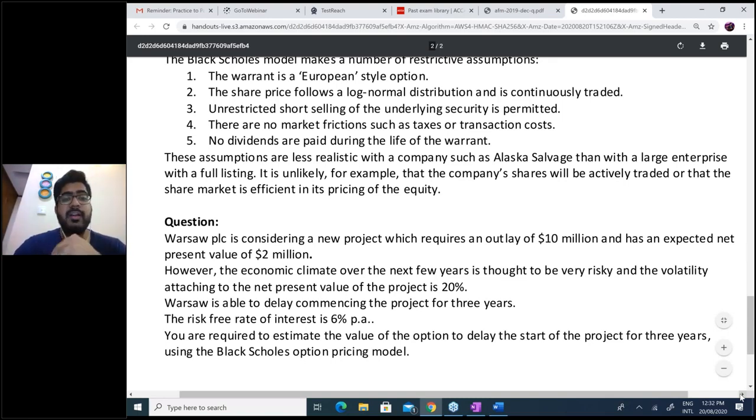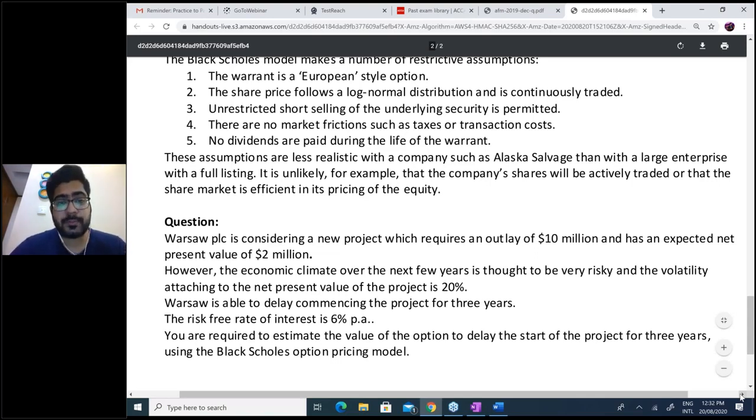There are no market frictions such as taxes or transaction costs. You have just studied the BSOP formula. No taxes, no transaction costs. This is an assumption that there can't be any transaction cost or taxes. And assumption number 5, no dividends are paid during life of warrant.